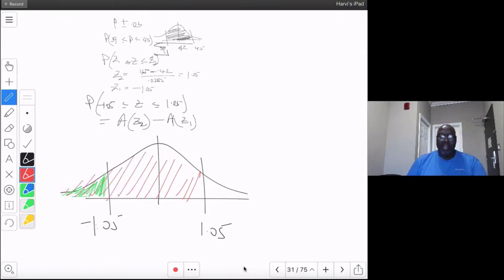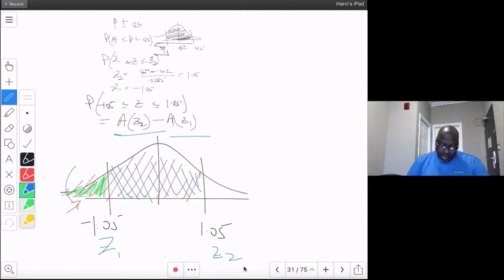So notice that in the area to the left of 1.05, I have included the green area, this area right here. It's included. So if I want the area in between, which I will cross hatch as blue, I would have to take away that green portion from the red portion. In which case I am looking at subtracting area associated with Z2, and I'm taking away from that area associated with Z1, because this is our Z1, this is our Z2.